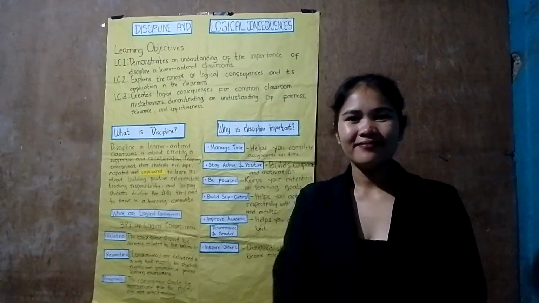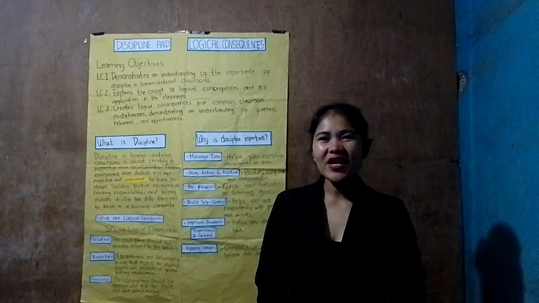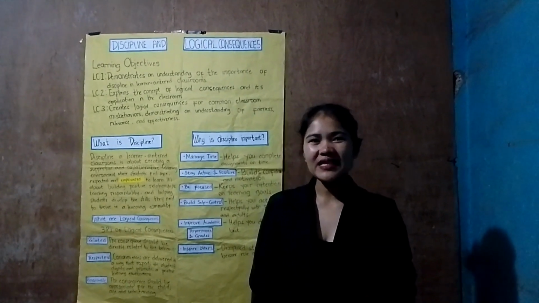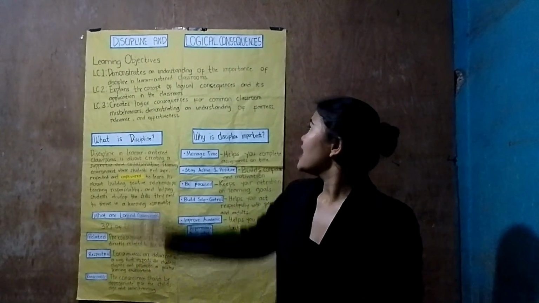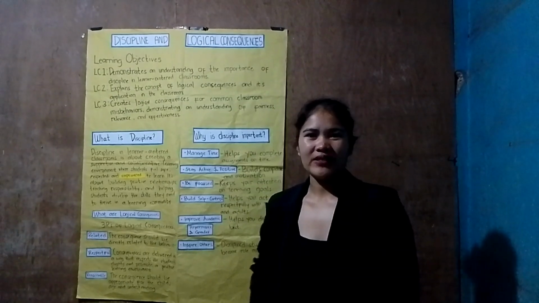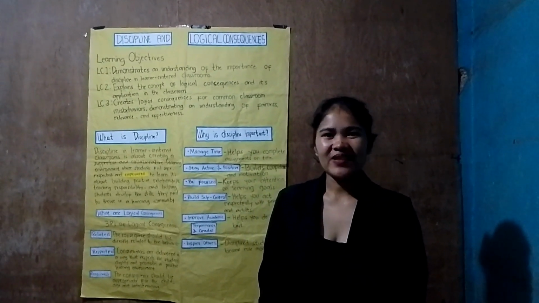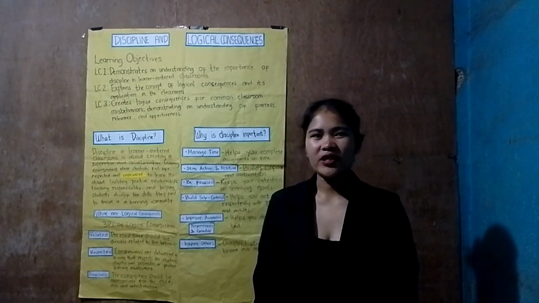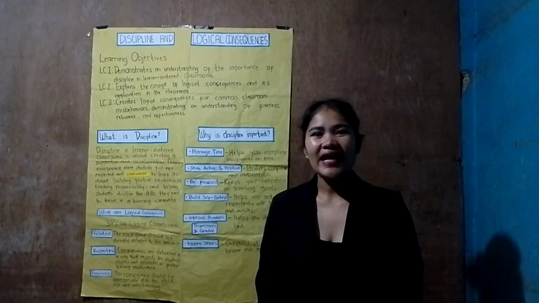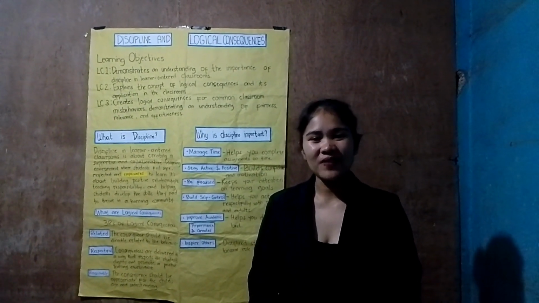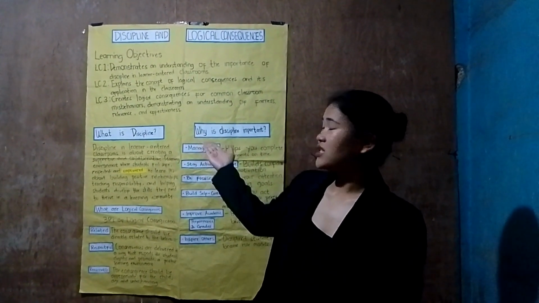Thank you. Today, we're going to talk about something really important for creating a positive and productive learning environment: discipline and logical consequences. So the main goal of these lessons is to help you understand the importance of discipline in the classroom and how to use logical consequences effectively. These are the learning objectives.